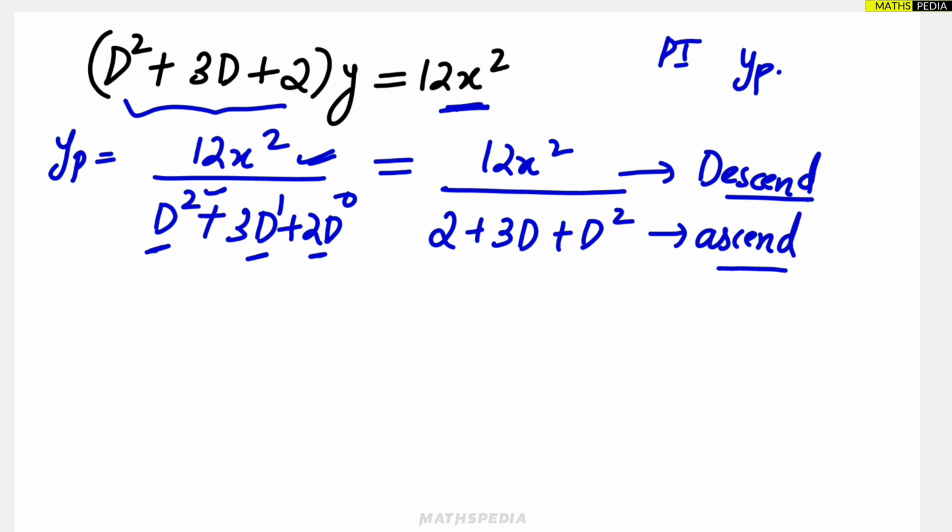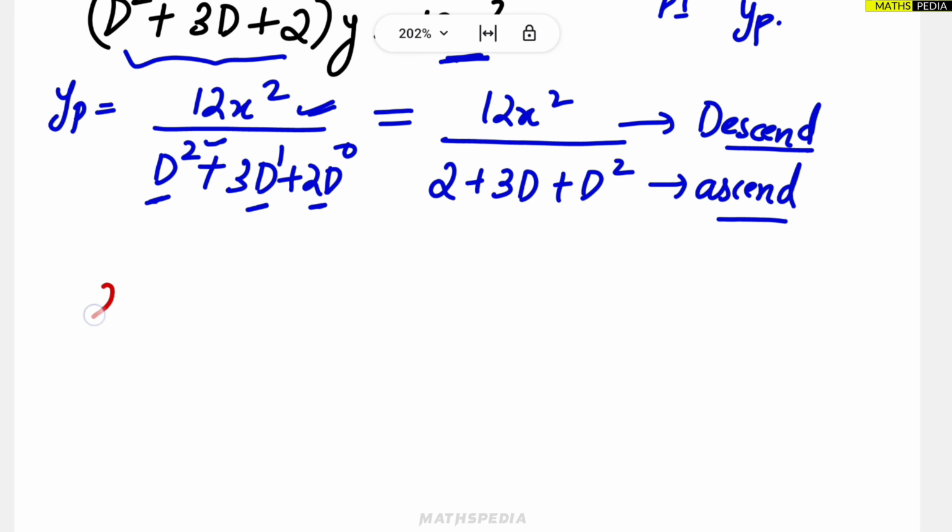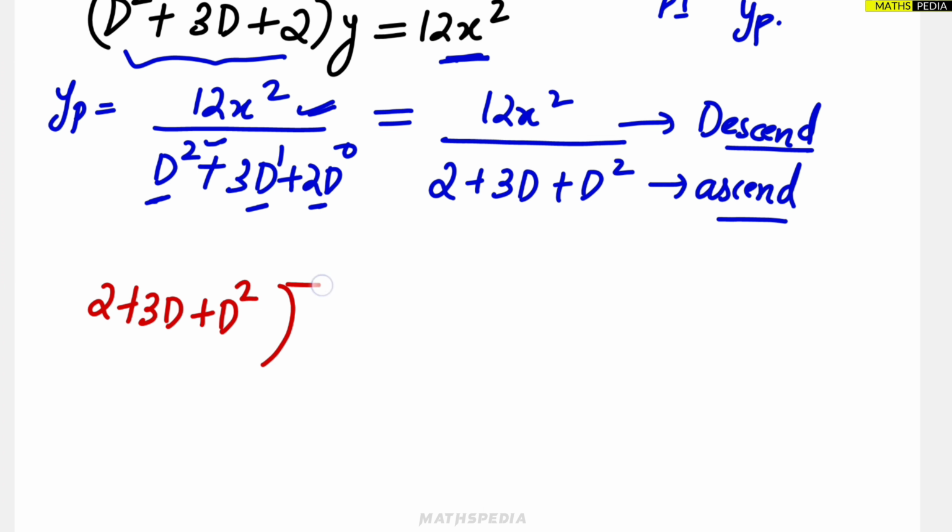So what we have to do here, we have to divide both. How to divide? We have to take this 2 plus 3d plus d square outside, and inside, 12x square will be there, right? This is how we are going to divide. Now how to divide? 2 is sitting outside, always the first element we have to take. 2 into what will give you this one?